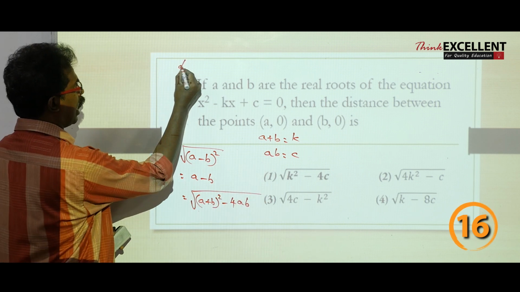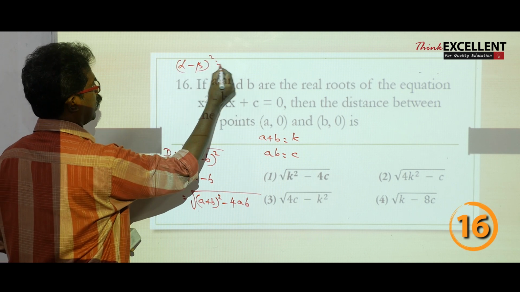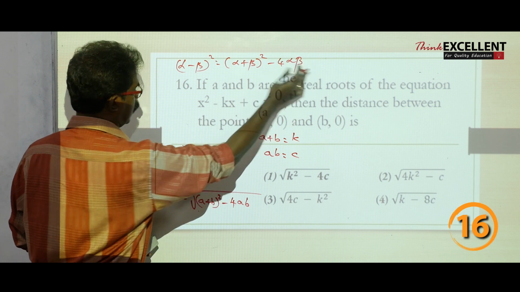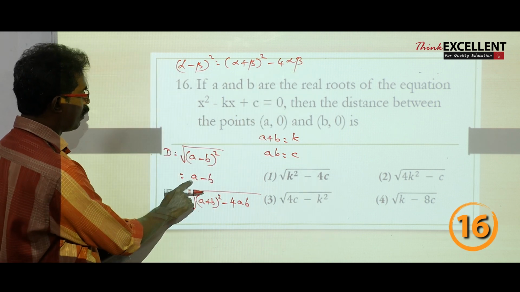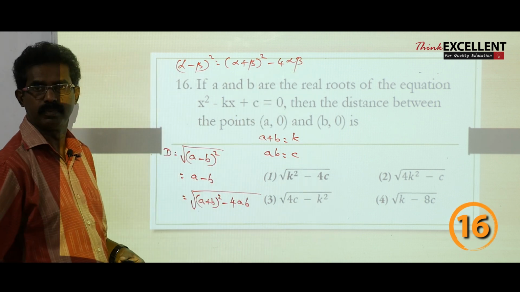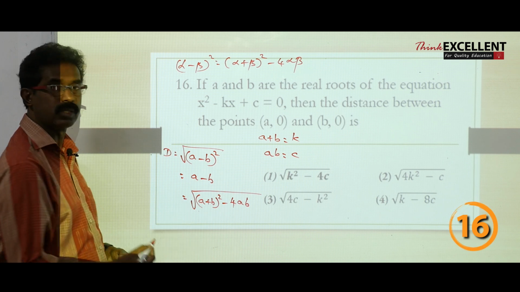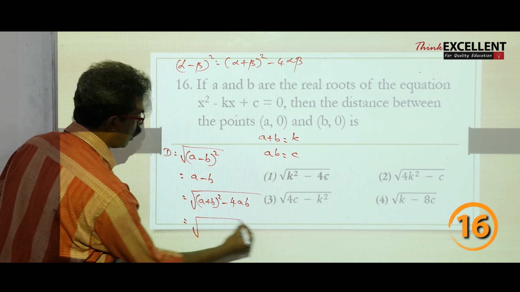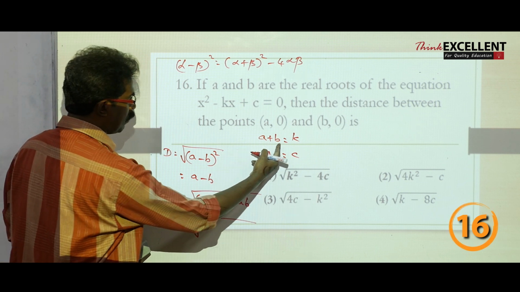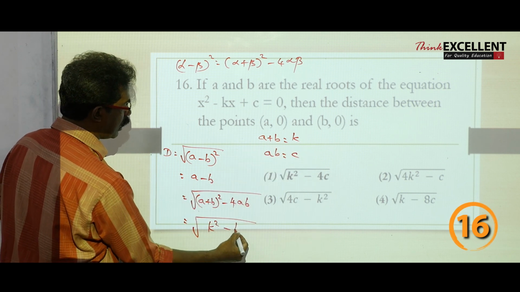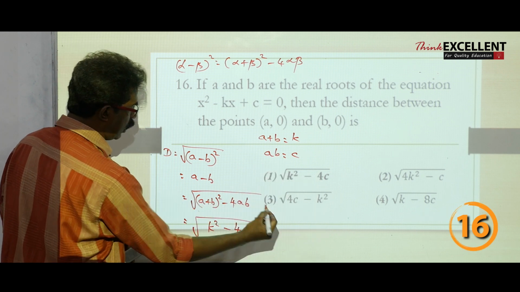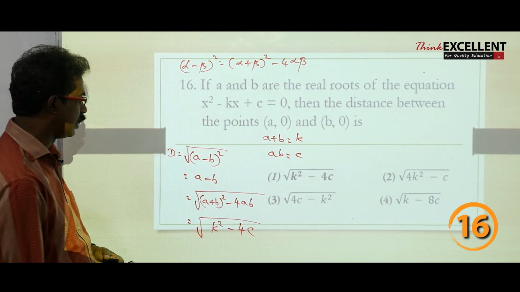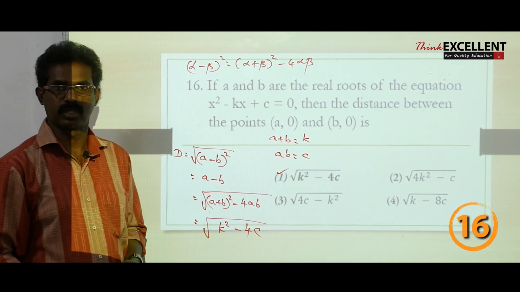Alpha minus beta the whole square is alpha plus beta the whole square minus 4 alpha beta. This result we are applying. So alpha minus beta is the root of that. So A minus B can be written as root of A plus B the whole square minus 4AB. Substitute the values, that is root of A plus B value k, so it is k square minus 4 into AB value c. So the correct answer is root of k square minus 4ac. The first option is the correct one.